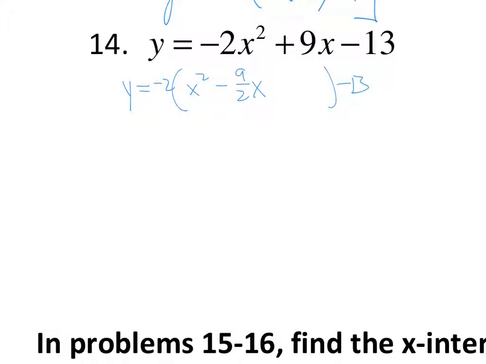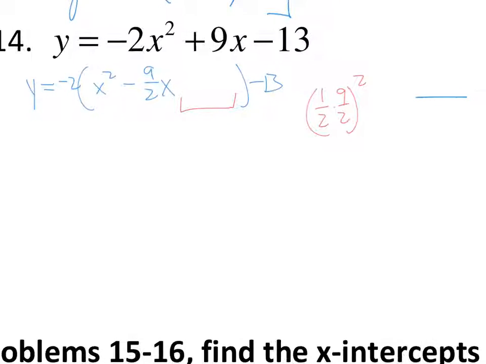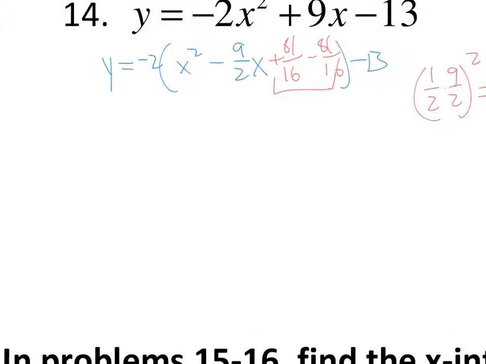Now, the tricky part is what goes in here. Well, it's going to be half of 9/2 squared. And half of 9/2 is 9/4, squared, which is 81/16. So we're going to add 81/16, and we're going to subtract it. Same process. Just got a fraction.